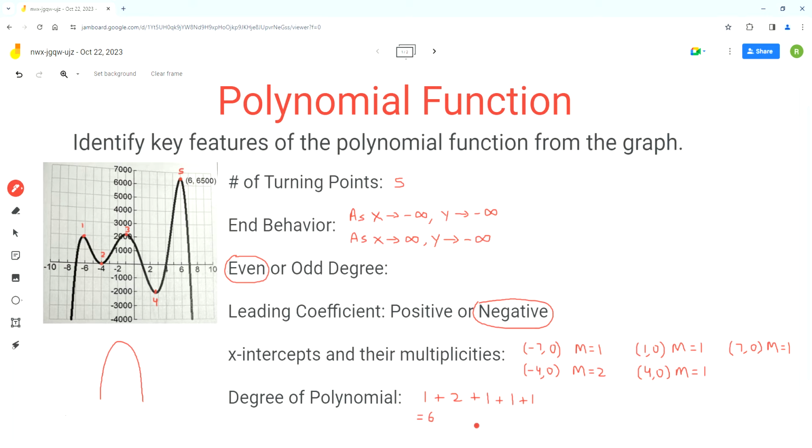So these are the steps you have to keep in mind to answer this type of question for a polynomial function. So I hope you'll find this video useful.